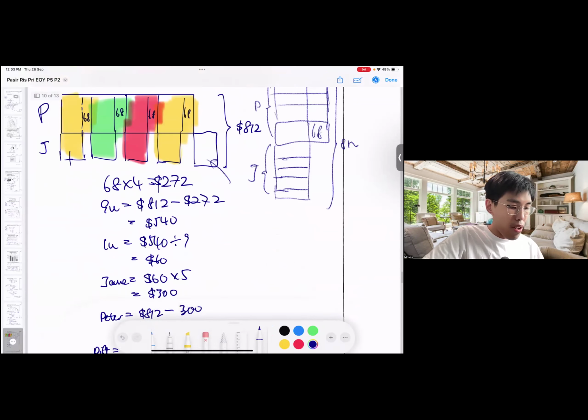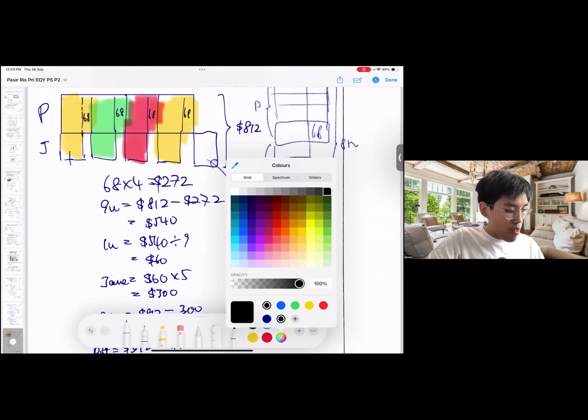Okay, so the answer for this question is 212.